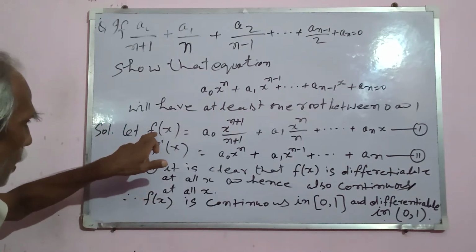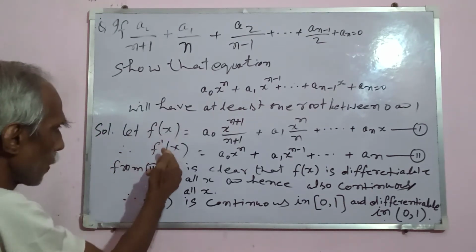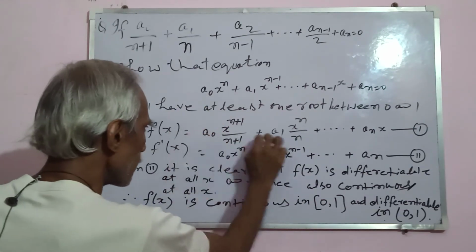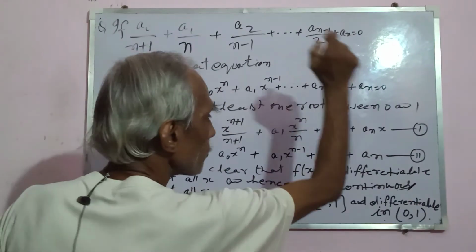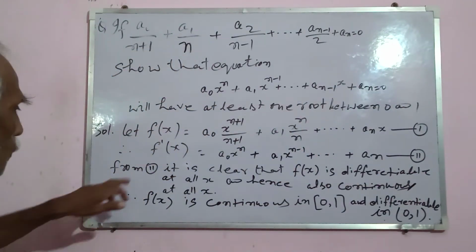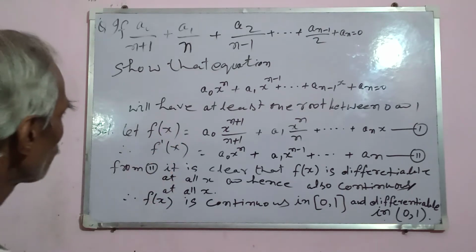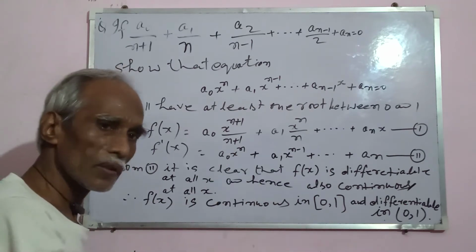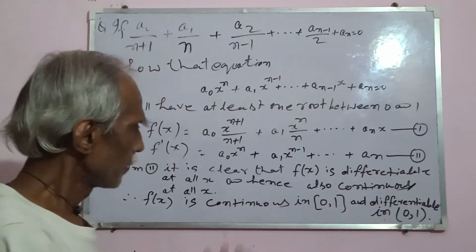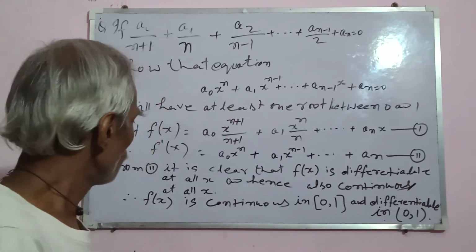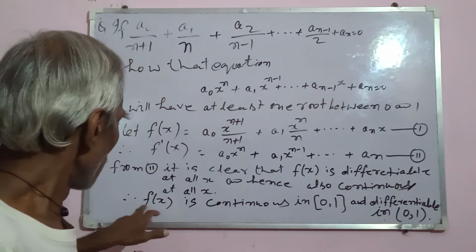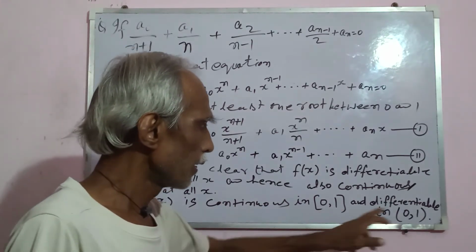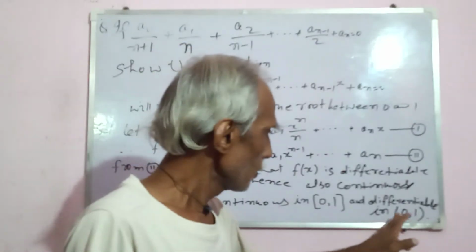Now differentiate this part, you will get this. Look here, after differentiating this, you will get this, and this equation is here. From equation 2, it is clear that f(x) is differentiable at all x and hence also continuous. If differentiable, then continuous must. Therefore, f(x) is continuous in the closed interval [0, 1] and differentiable in the open interval (0, 1).